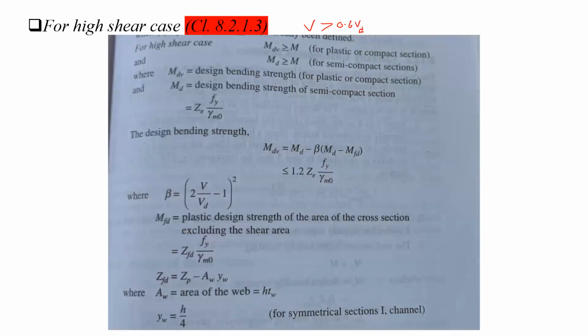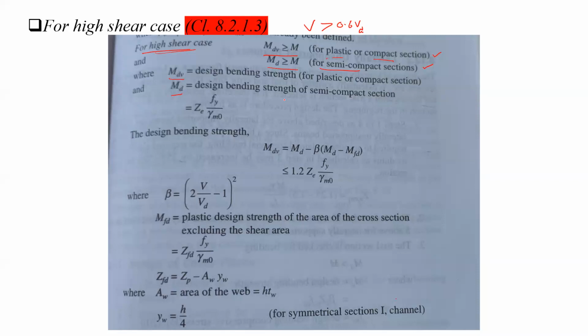So the formulas go in this way. For the high shear case, please check this image. You have two conditions. MdV must be greater than or equal to M for plastic and compact sections, and MD must be greater than or equal to M for semi-compact sections. Based on the class of section, the high shear case calculation will differ. Here MdV is the design bending strength for plastic and compact sections, and MD is the design bending strength of the semi-compact section.